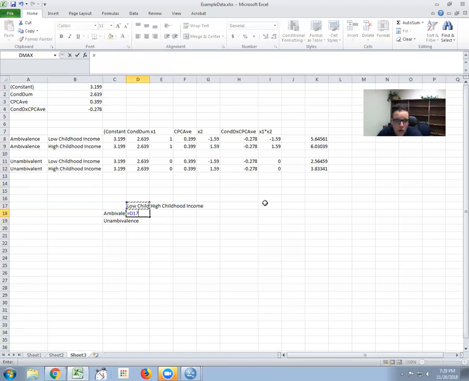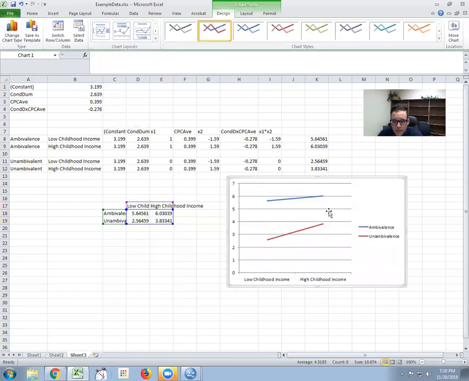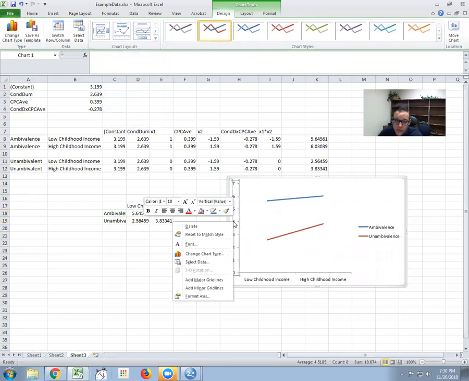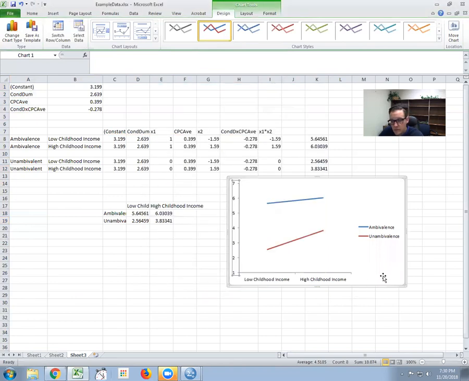So low income ambivalence, high income ambivalence. Low income unambivalent, high income unambivalent. Now I just highlight, insert, line graph, boom. And there we go. And then I just make these APA formatted. All right. Change this, you know, in the way we did before. That's good. All right, and there's my two lines. And again, I'd make it APA formatted.